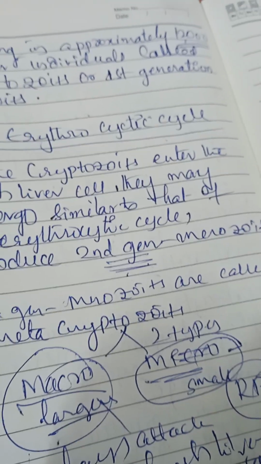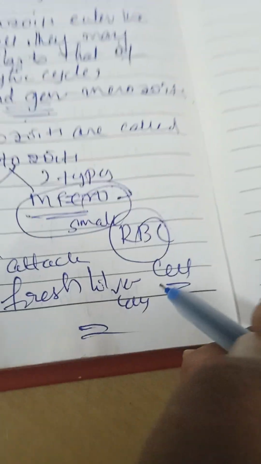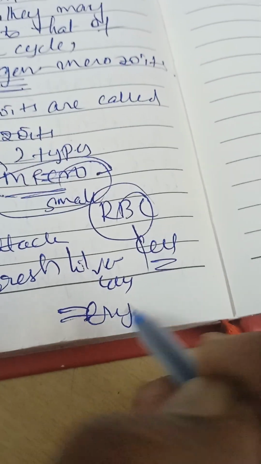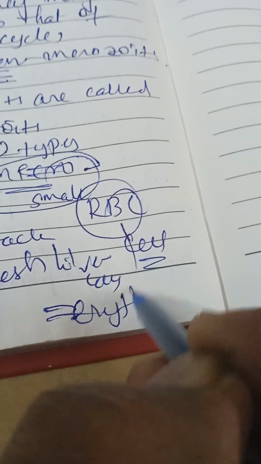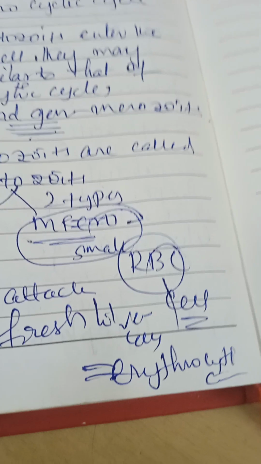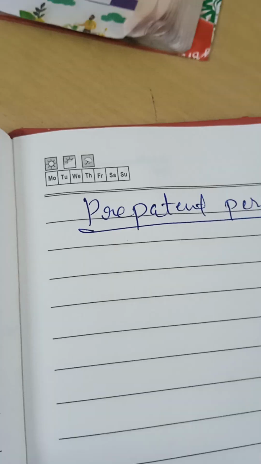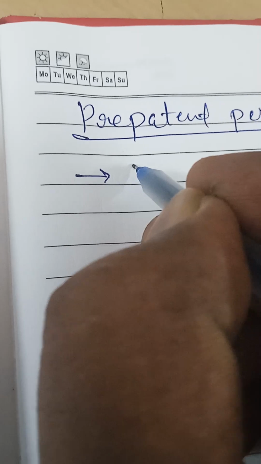When the micrometacryptozoites attack the RBC cells, they continue the erythrocytic cycle. The erythrocytic cycle is continued by the micrometacryptozoites. Pre-patent period. So what is the pre-patent period?